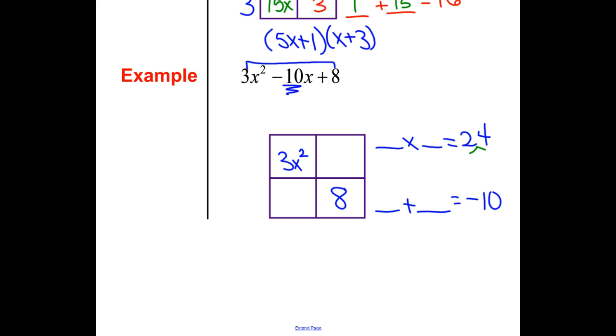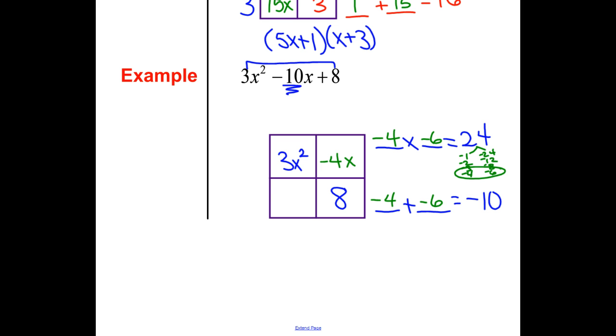So I'm going to look at all my possible multiples of 24. We have 1 and 24, 2 and 12, 3 and 8, 4 and 6. And that's all we have. Now we know both of them have to be negative. Which ones add to get negative 10? Well, it's negative 4 and negative 6. So I'm going to plug those back in.